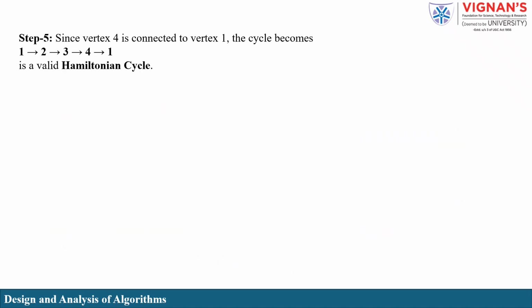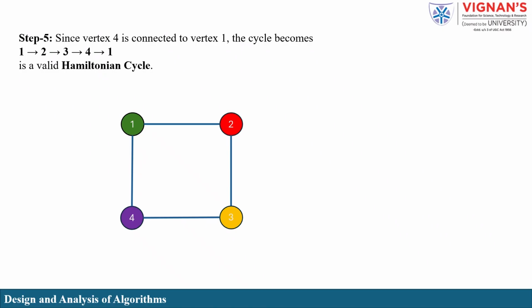Now we reach the final step. The visited path is 1, 2, 3, 4. All vertices are visited exactly once. Now, we check whether the last vertex, vertex 4, is directly connected to the starting vertex, vertex 1. From the graph, we can see that vertex 4 is connected to vertex 1. So, we add an edge from vertex 4 to vertex 1. Now the complete cycle is 1, 2, 3, 4, 1. This forms a Hamiltonian cycle.